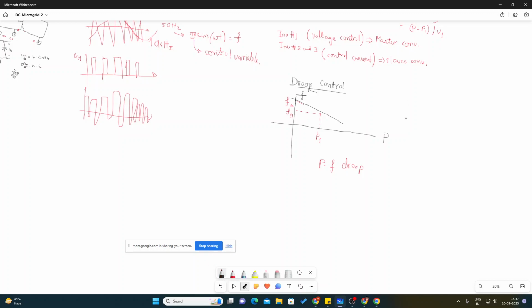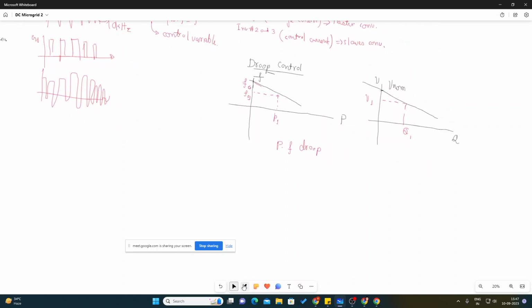The other one, there are two groups. This is a QV group. It's also similar, this point being the V norm. For a given V1, we have a Q1. Now Q1 can be positive or negative, depending on whether we want to inject reactive power or consume reactive power. This is the QV group.